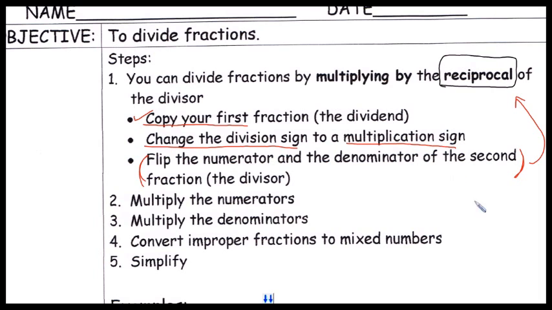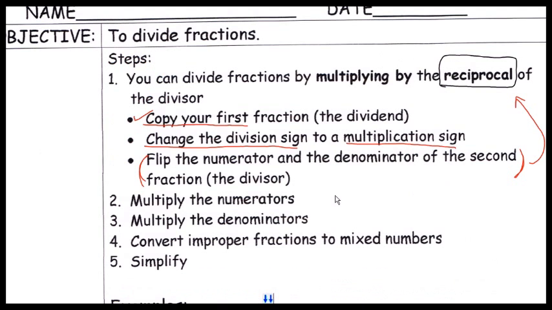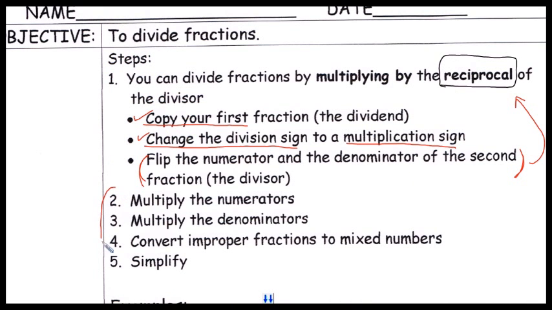The next one is change the division sign to a multiplication sign. So I'm going to change this division sign to a multiplication symbol. So far so good, and I finished that one. Then the next one is flip the numerator and the denominator of the second fraction. In other words, write the reciprocal of the second fraction, the divisor. The reciprocal of 1/2 is 2/1. And that's it. Now I can go ahead and follow the same steps. These steps right here are the same steps as when you multiply fractions.